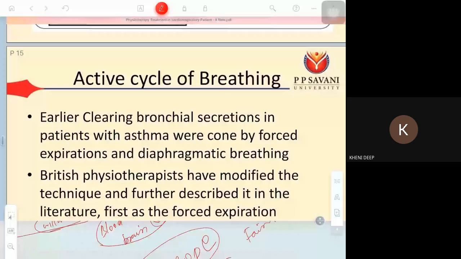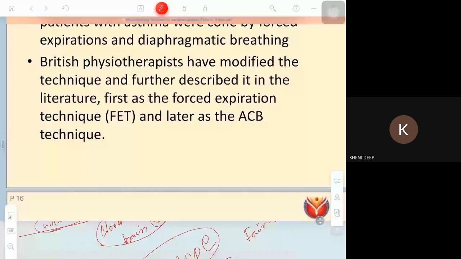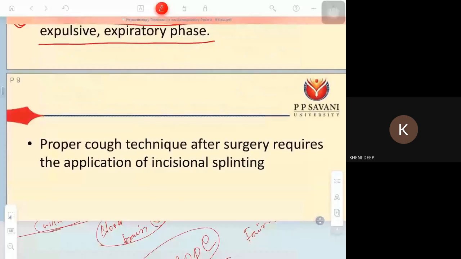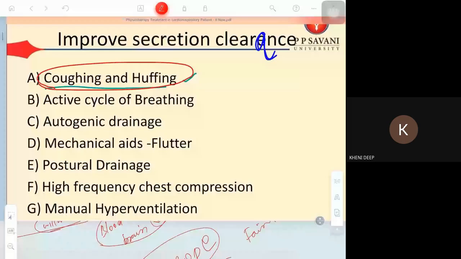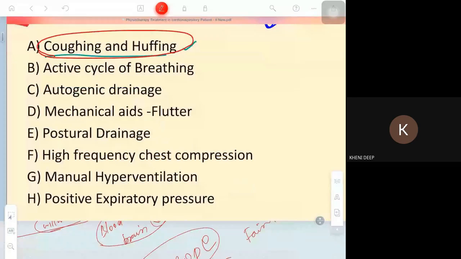So the next topic we will discuss next class: active cycle of breathing, postural drainage. We have discussed only one topic today, coughing and huffing.